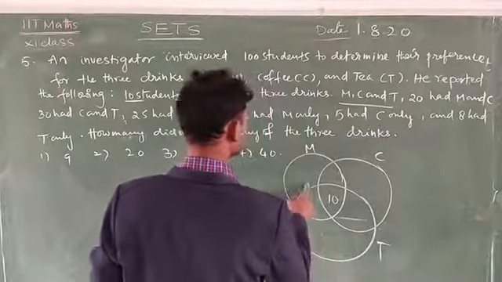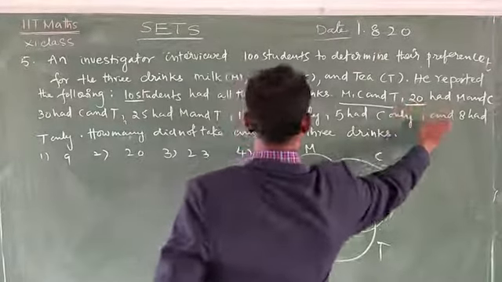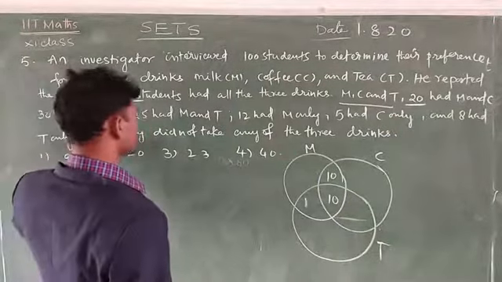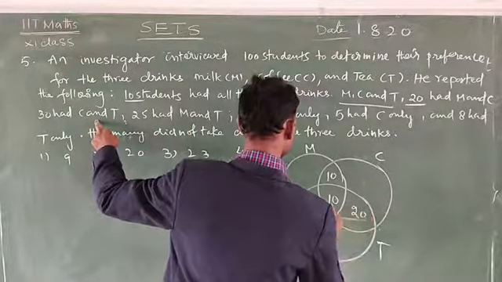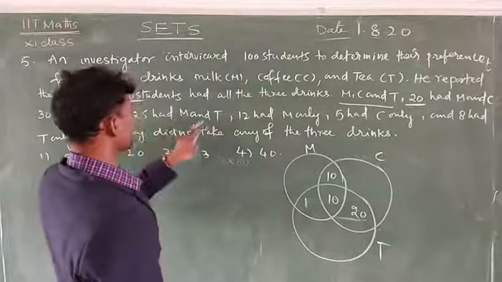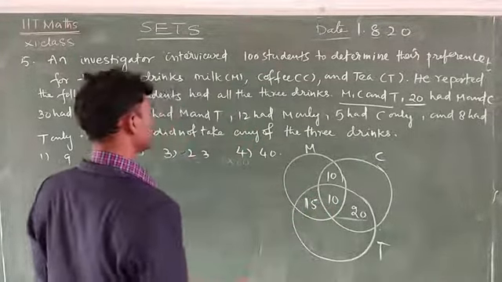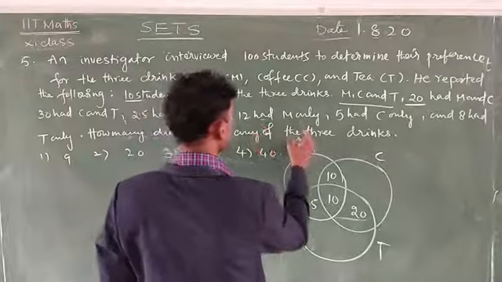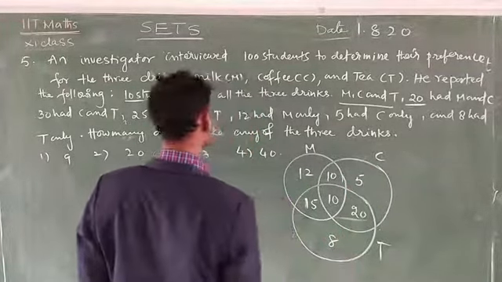20 had M and C means this is also 10 plus 10, 20. Next 30 had C and T, means here this is 20 plus 10, 30. 25 had M and T. 25 means this is 10, this is 15. Next 12 had M only and 5 had C only. Next 8 had T only.